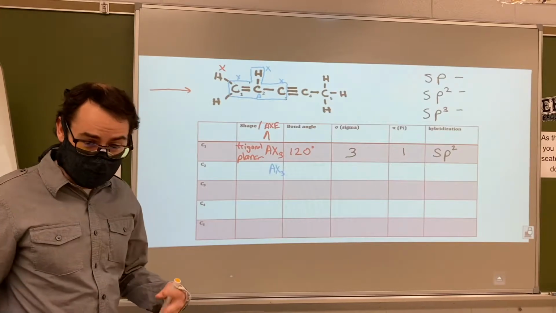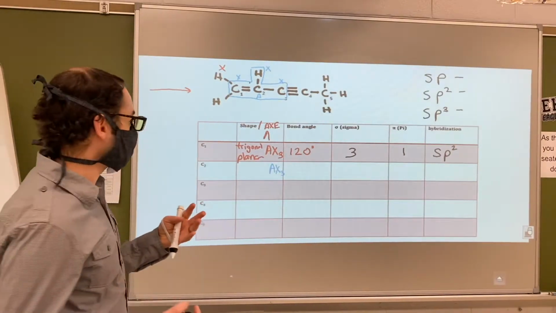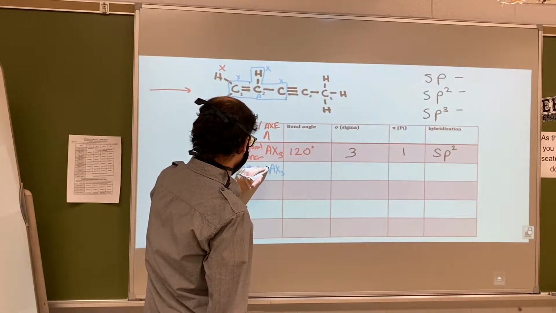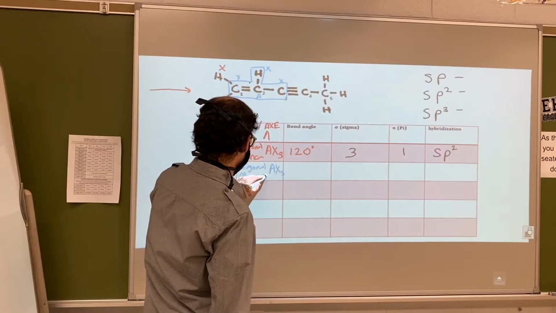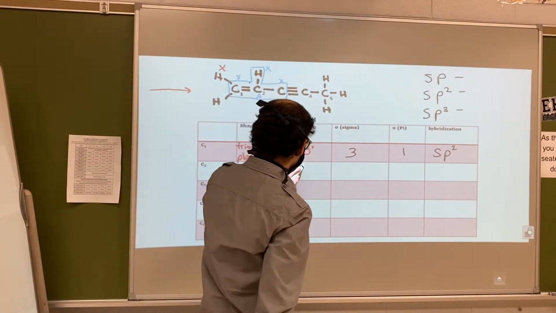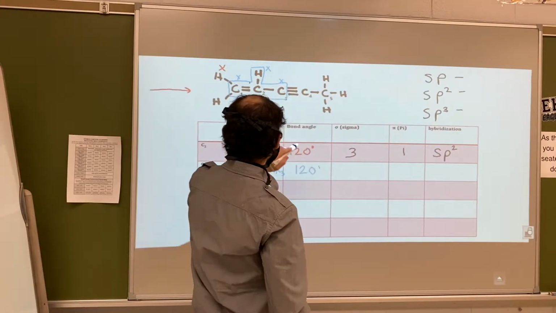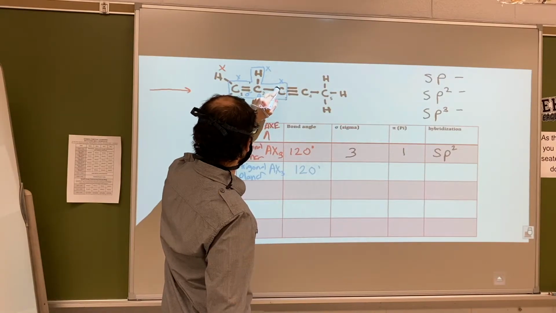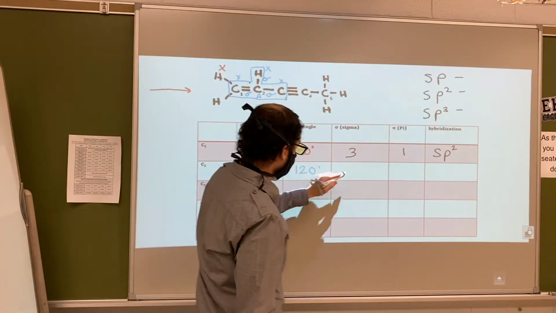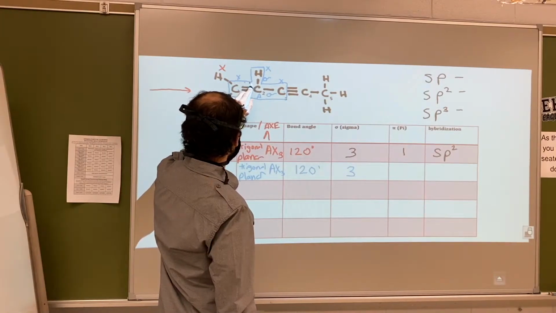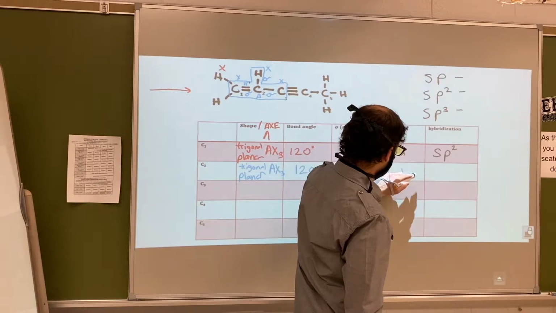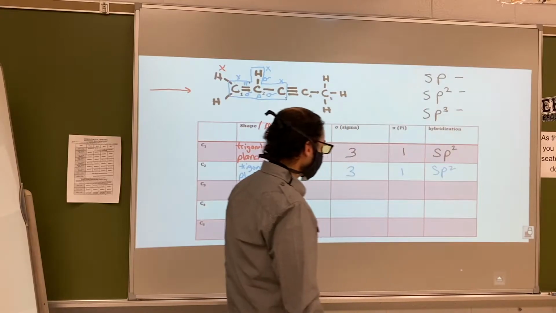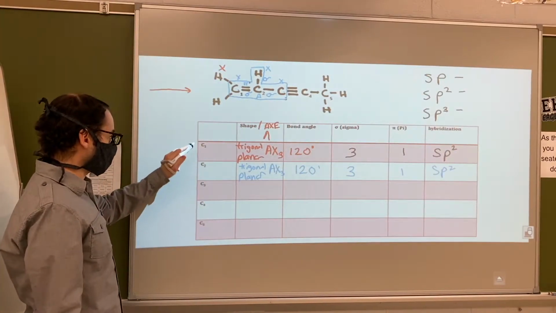As soon as you see that it's AX3, everything else is going to be the same. So we'll have trigonal planar. The angle is also going to be 120. The sigma, we can count them up. We have 1 sigma here with a double bond, 1 here, 1 here, so there's still 3. The other bond in the double bond is going to be a pi. And it's still planar, so it's going to be sp2. Okay, so it's very similar to C1.